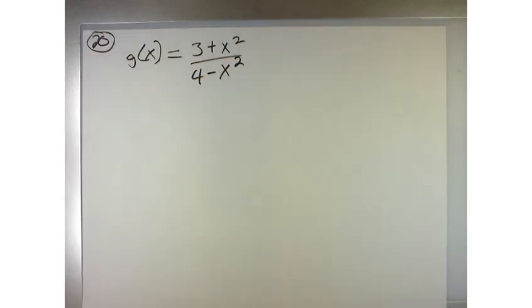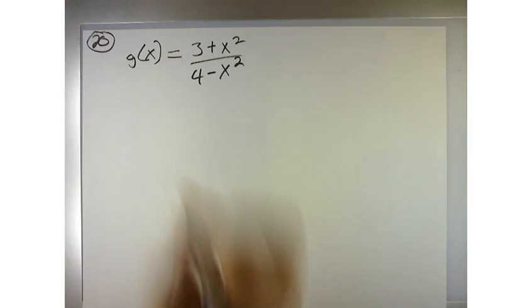Alright. So to find the range, we're talking about the y values. Okay? So the y values are based on different principles. Instead of worrying about vertical asymptotes, we worry about horizontal asymptotes. So horizontal asymptotes usually occur as x approaches infinity or negative infinity. Alright? So let's look at this.